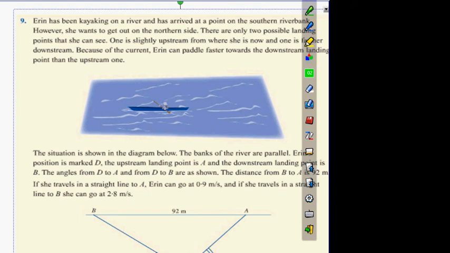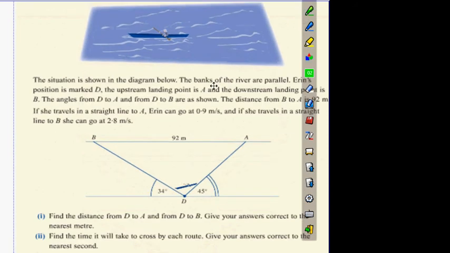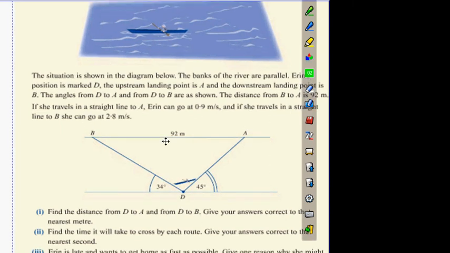The situation in the diagram shows the banks of the river are parallel. Erin's position is marked D, so she starts off here. And the upstream landing is point A, and the downstream landing is point B. The angle from D to A and D to B are shown. The distance from B to A is 92 meters. If she travels in a straight line to A, Erin can go 0.9 meters per second. If she travels in a straight line to B, she can go 2.8 meters per second.